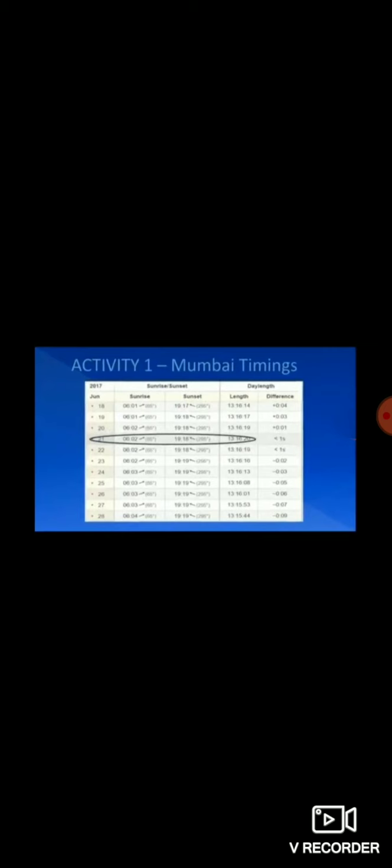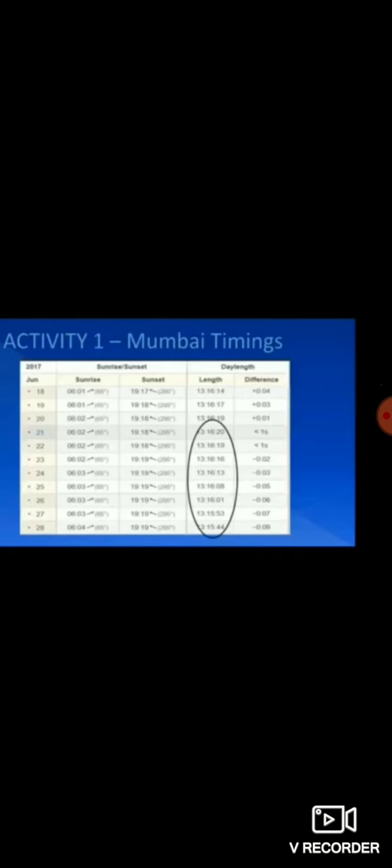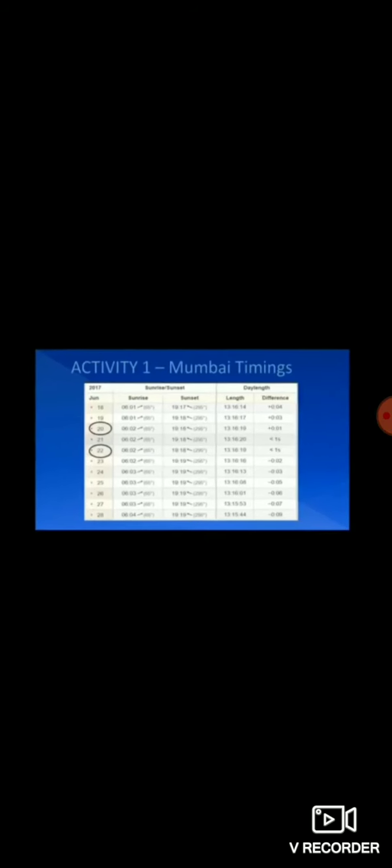The second question is: what difference do you notice in the duration of the nights day by day? See the differences in length. There is a little bit of difference in the length. Then, which two dates had days and nights of the same duration? In this example they have given 20th June and 22nd June. Both these dates had days and nights of the same duration. Like that, you have to make a table and write down these question answers. Understood, students? Okay, now let's move further.